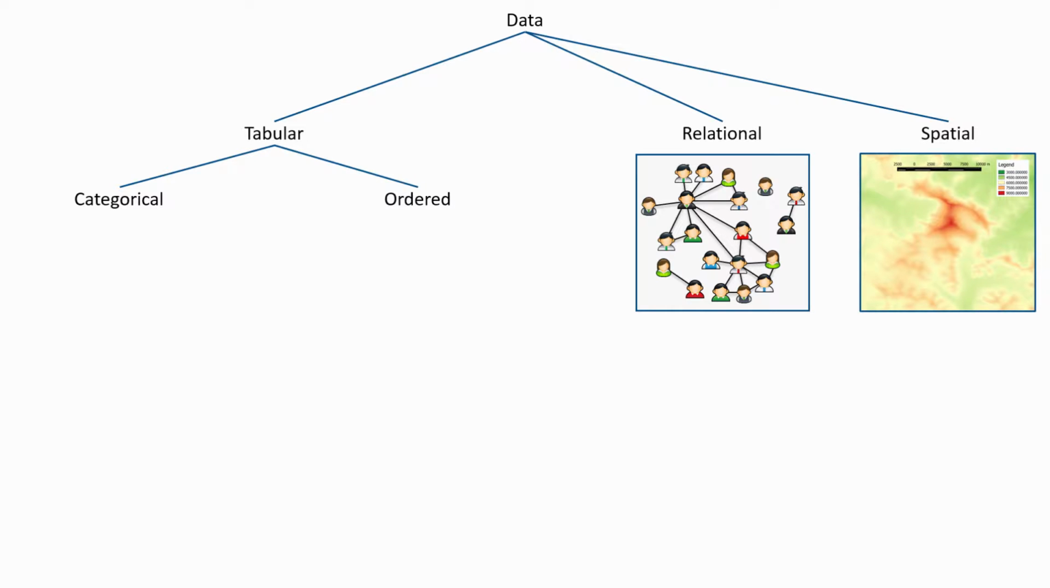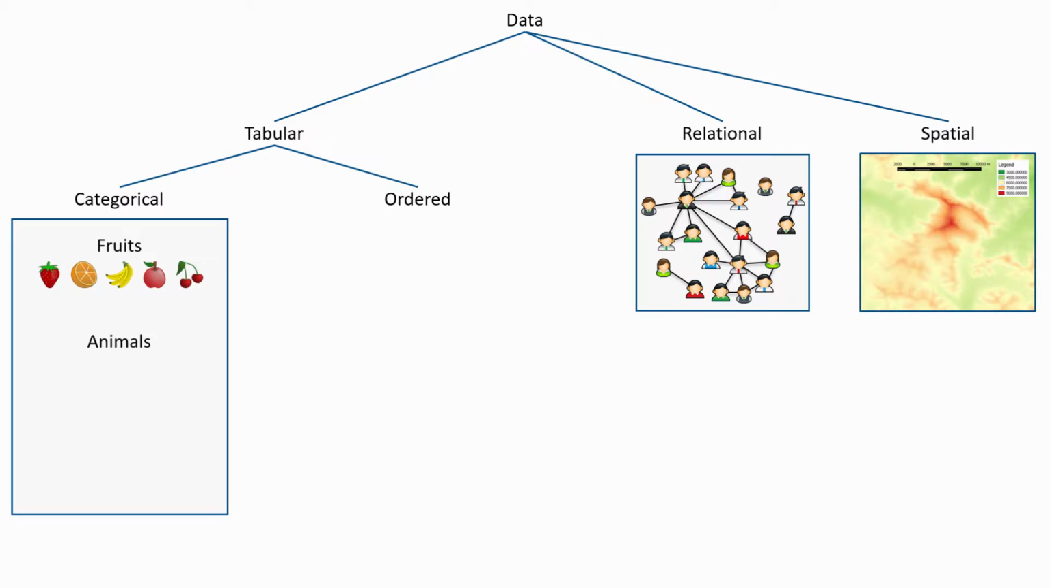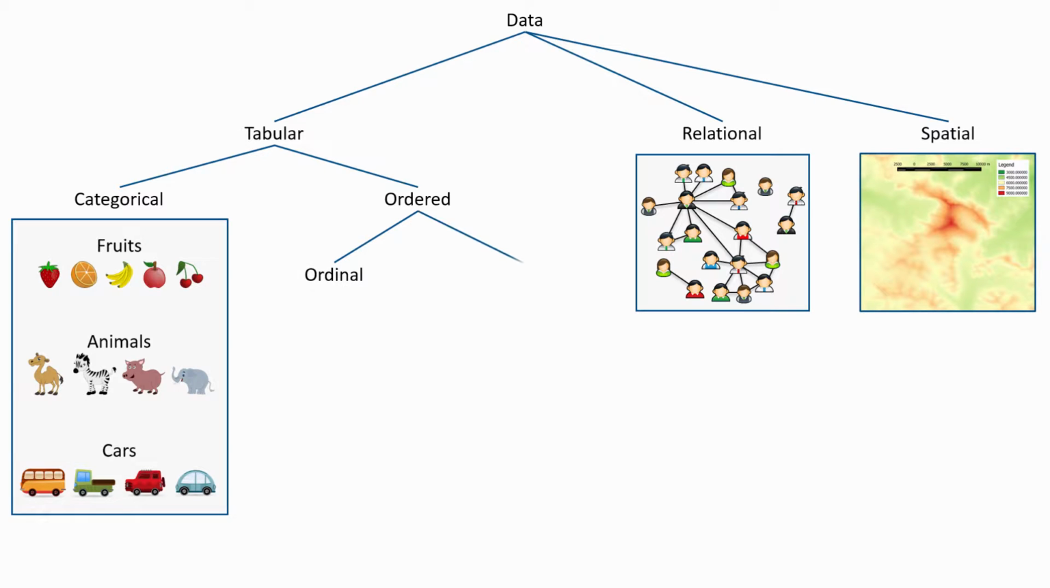Items of a category do not have an implicit ordering, but when two items belong to the same category, we know that they are the same thing. Examples of categories are fruits, animals, or cars. Ordered data can be of two types, ordinal or quantitative.